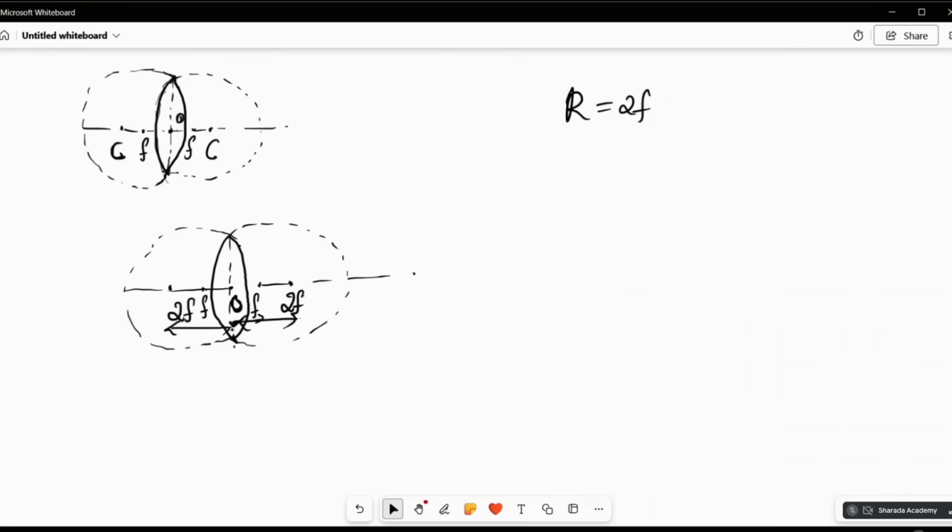So we have the optic center, which is the middle of the lens. Then we have the center of curvature, which we call 2F, and we have the focal length on both the sides. And the line joining the optic center and the center of curvature, 2F, we call the principal axis. Hope you understood. We'll write down the definitions.